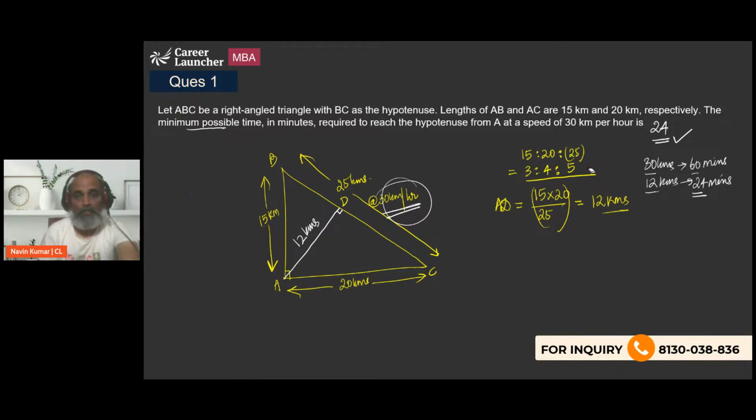So there were two parts to this problem. One was to figure out the triplet so that we can calculate the hypotenuse. And once we have calculated the hypotenuse, how do we calculate the third height in a right angle triangle?